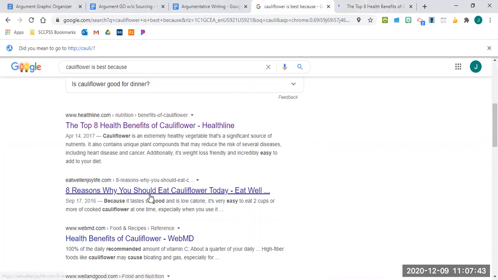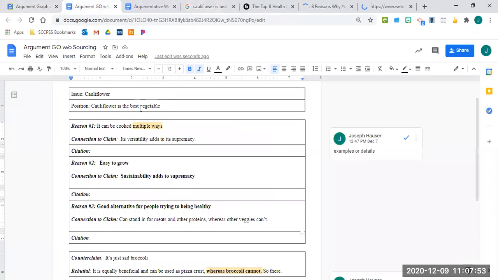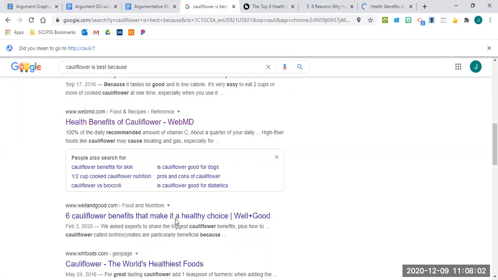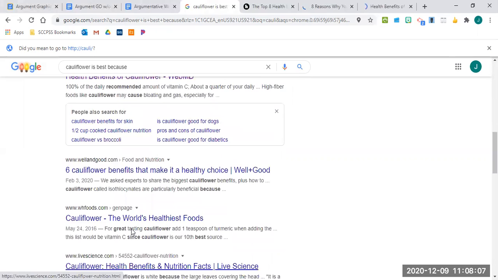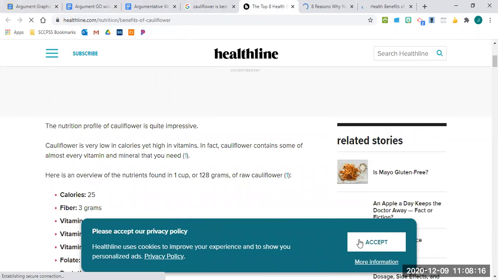Because in the course of my research, I may find other reasons to support cauliflower, and it might be difficult for me to find sources for how to cook cauliflower different ways. So I found just the top 3: Healthline, EatWellEnjoyLife.com, and WebMD, Well and Good, Foods, Lab Science. Let's see if these top 3 websites have something about its versatility in cooking. I'm not sure.